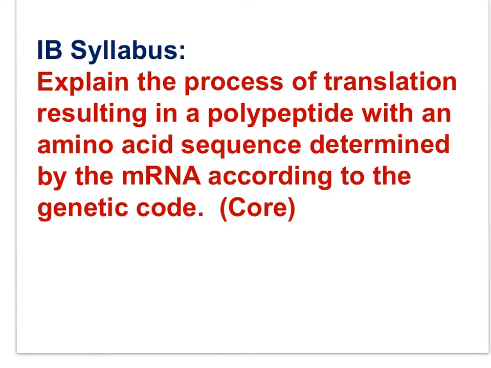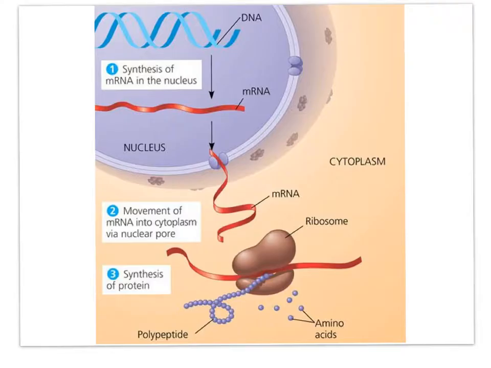Here is an important IB syllabus statement. Explain the process of translation resulting in a polypeptide with an amino acid sequence determined by the mRNA according to the genetic code. This is for HL and SL students together. In this diagram, the mature mRNA molecule exits the nucleus and becomes bound to the ribosome that translates the nucleotide base sequence in the mRNA into an amino acid sequence of the polypeptide. The function of the protein depends on whether the ribosome is free in the cytoplasm, as it appears in this image, or bound to the endoplasmic reticulum.